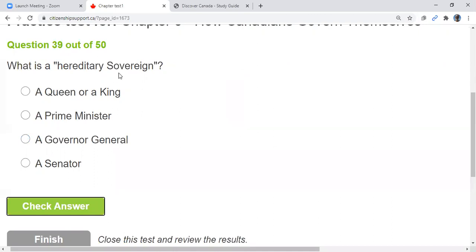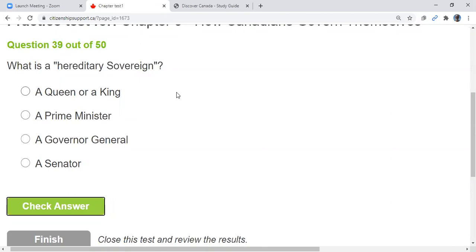Hereditary. You remember what this word means? That word there? Sovereign. Try to remember what that word means. I should say, governor general.